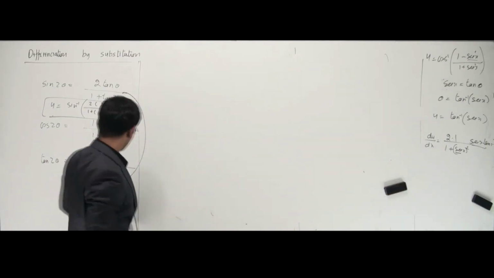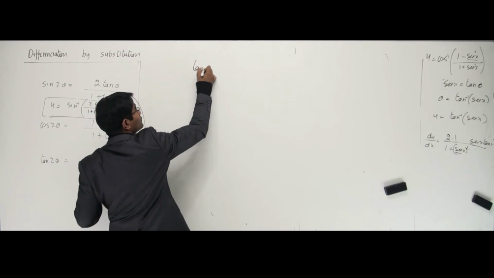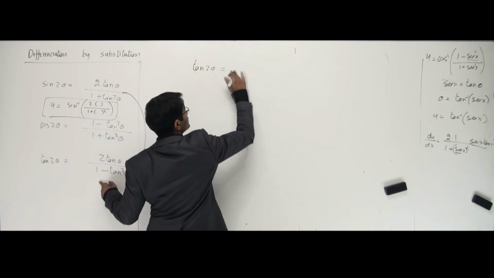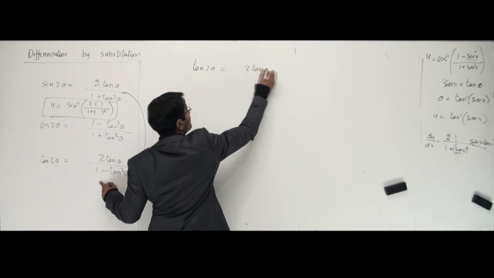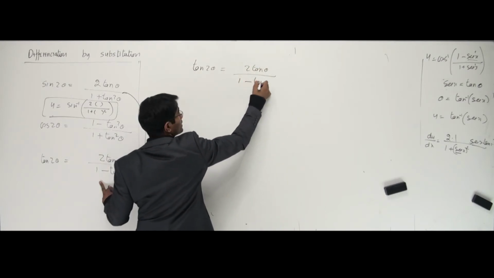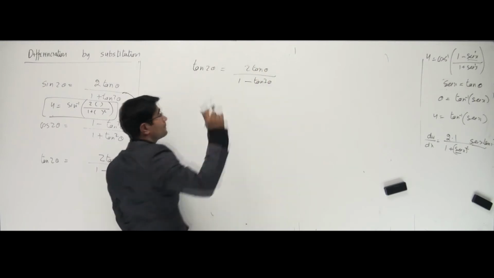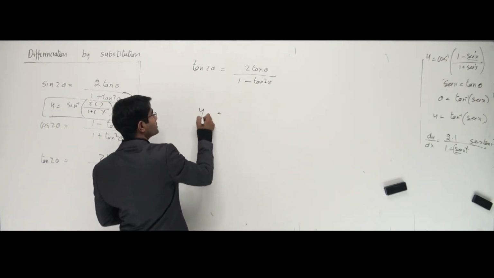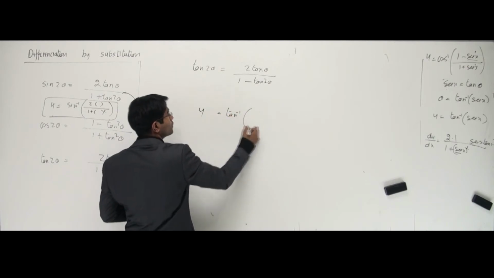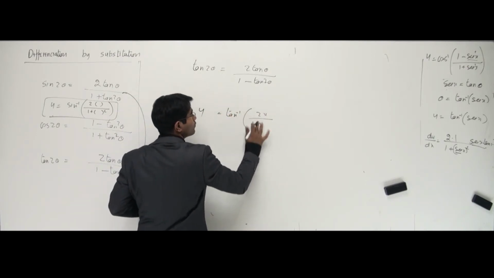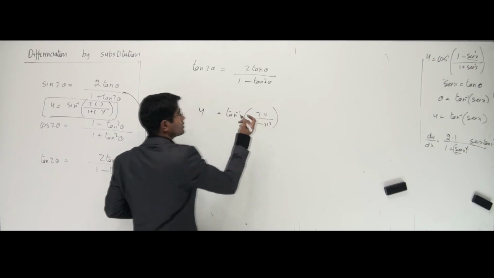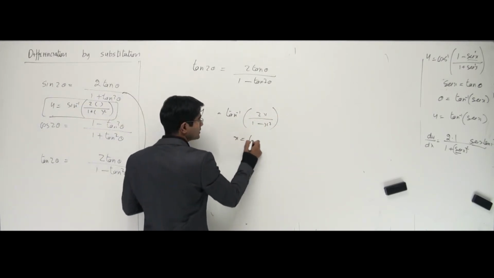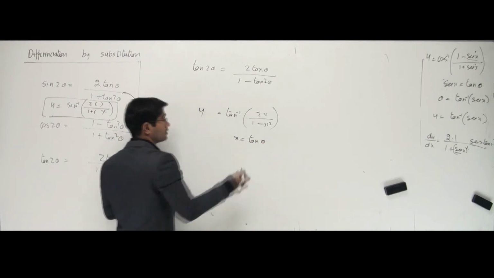Here I have the last one. Tan of 2 theta can be given as 2 tan theta by 1 minus tan square theta. In this case, I just have y is equal to tan inverse of 2x by 1 minus x squared. I can still solve this by taking x as tan theta and going ahead and solving it.